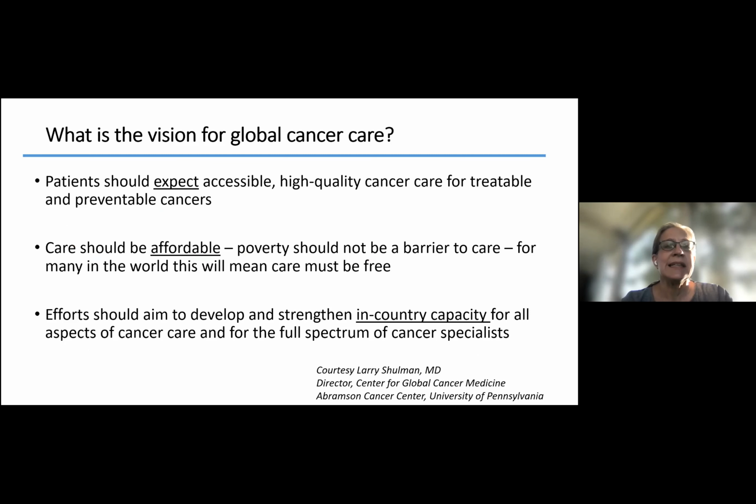And so how do we address this? The approach that we've been taking is really to embrace the ideas around global cancer care that have been pushed through our national and international Oncology Consortium. So people should expect accessible, high quality cancer care for treatable and preventable cancers. That care should be affordable. Poverty shouldn't be a barrier to care. For many in this world, this will mean that care might be free. And efforts should aim to develop and strengthen in-country capacity for all aspects of cancer care and for this full spectrum of cancer specialists.